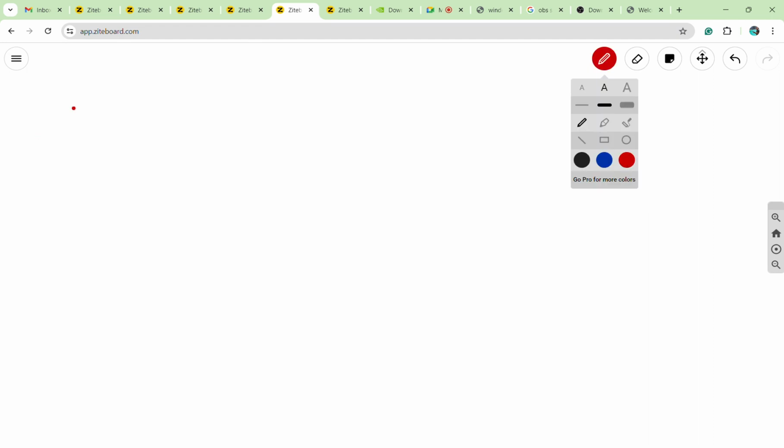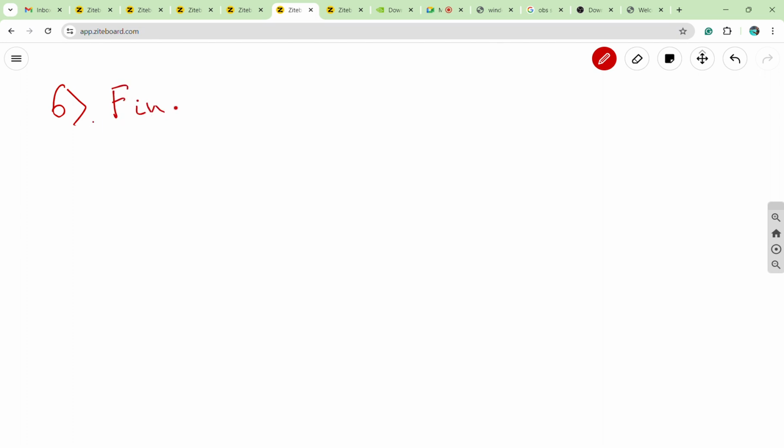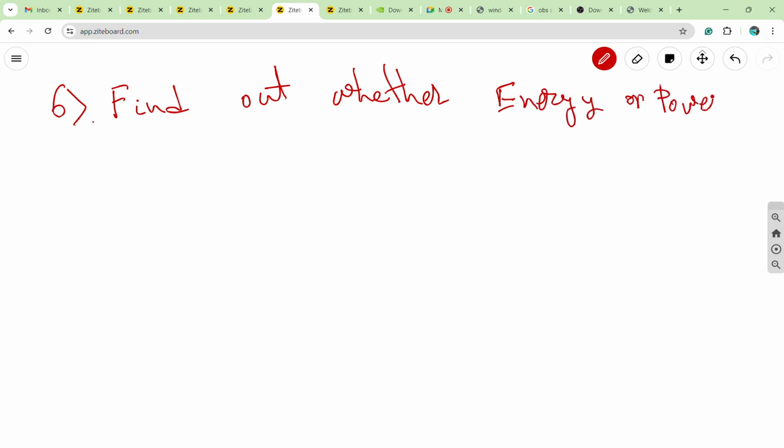Okay, so we are going to question number 5. Question number 5 is also a mathematical equation. Find out whether the following signal is an energy signal or a power signal. Energy or power.